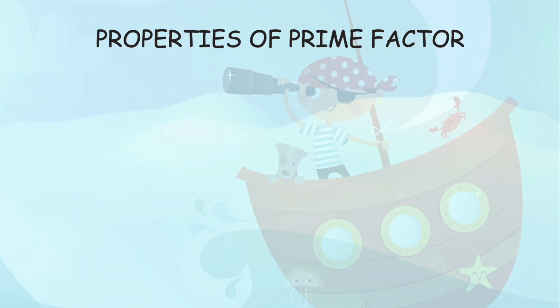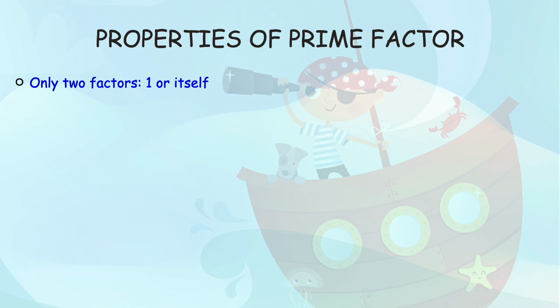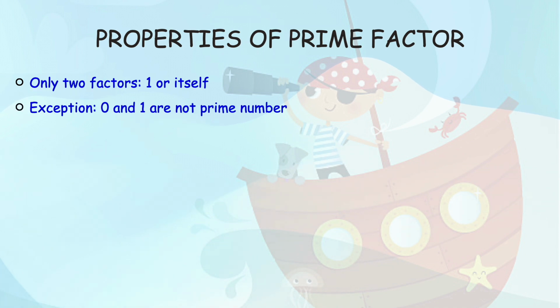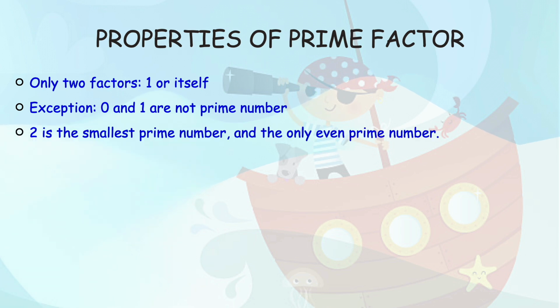Before explaining the method, I would like to review the properties of prime numbers as well as the concepts of the greatest common factor and the least common multiple. A prime number can only be divided without a remainder by 1 or itself. 0 and 1 are not prime numbers. 2 is the smallest and the only even prime number. All the other even numbers can always be divided by 2.